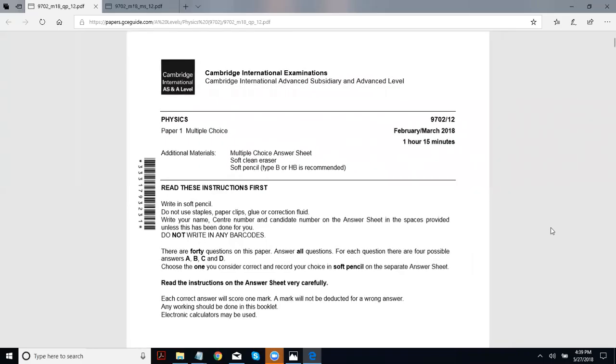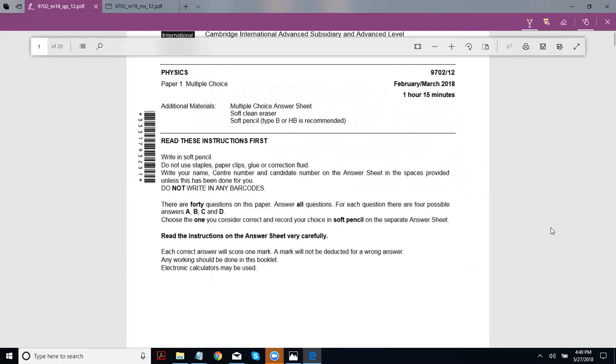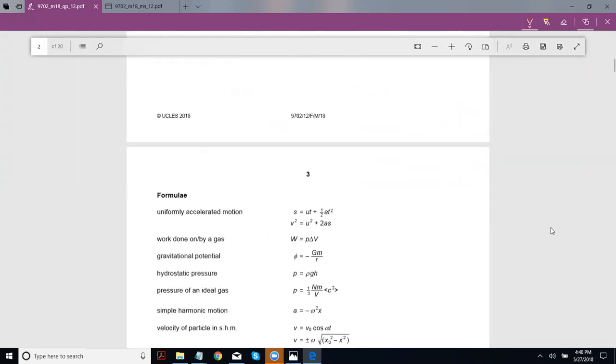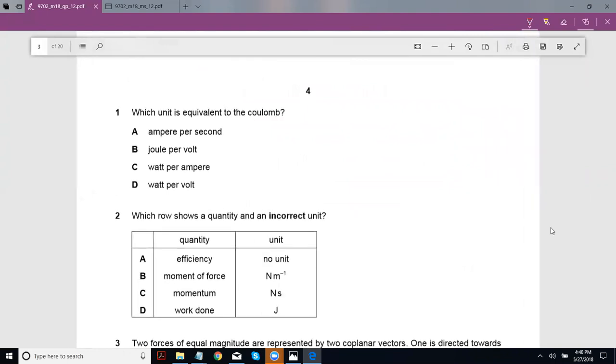Okay, so AS Physics, the most recent paper we have at this time at least, that's Feb March 18. Special cameo appearance by Ashad, which is good because I don't remember AS Physics, but I believe he does. Well, he should know AS Physics at least.